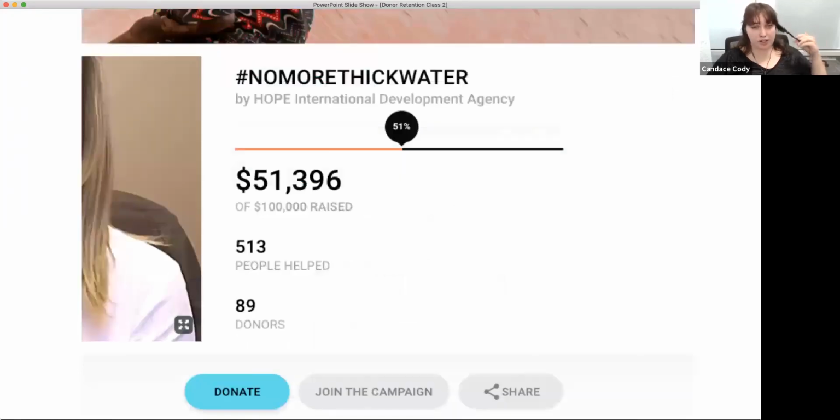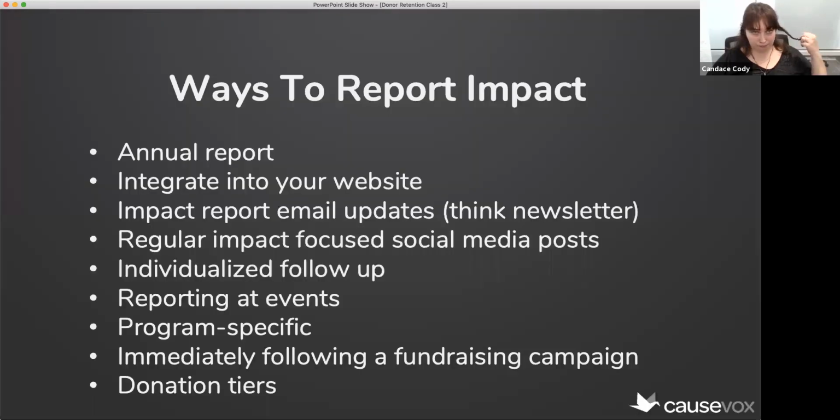Another way that you can do this is have it reflected, whether it's on your website or on a fundraising campaign, whatever it may be, just how many people are being helped by your organization, or just having that impact really clear and obvious on whichever page you are asking for donations on. So here's a few ways for you to report impact that helps to increase retention.